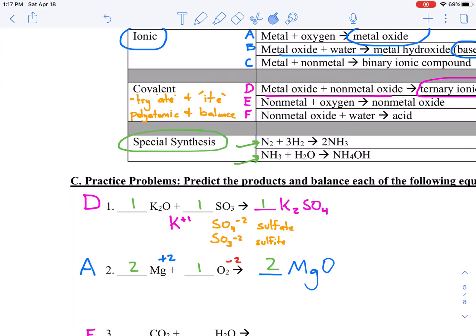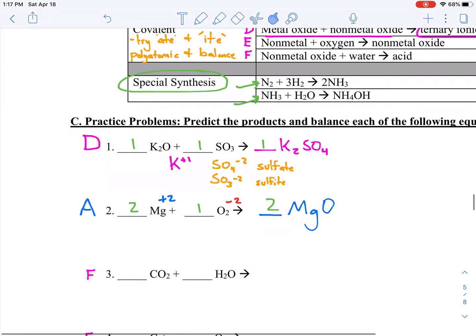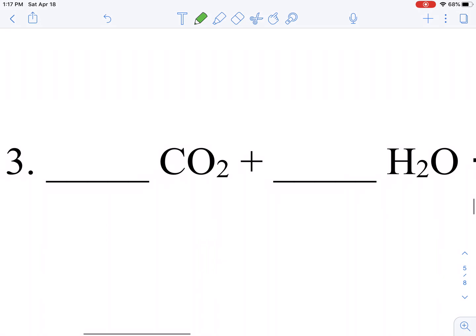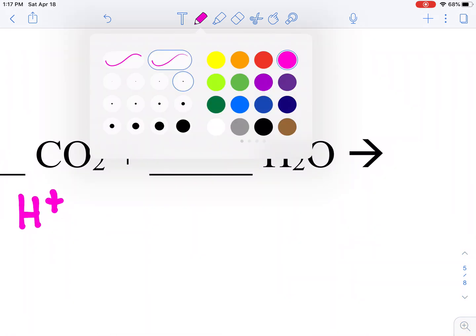So we're going to try another one like that, and we're going to skip a letter here. We're going to go to letter F. So we're going to go to number 3, letter F, because you'll notice that here we are making an acid. A nonmetal oxide and water makes an acid, and we know something. We know automatically that the cation in an acid is H with a +1 charge, right? Hydrogen. And so now we have to figure out what polyatomic ion can we make out of the remaining stuff.